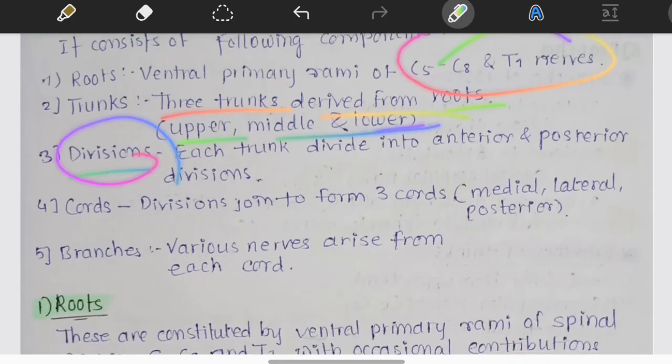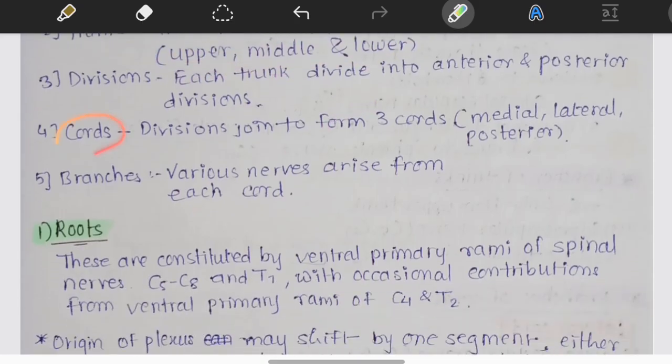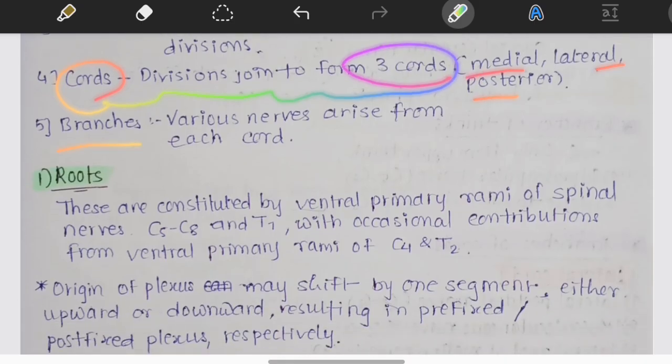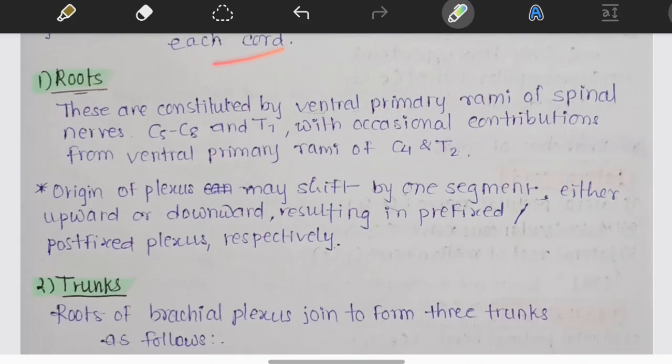Next, the divisions. Each trunk divides into anterior and posterior divisions. These 3 trunks each divide into anterior and posterior divisions. Next, the cords. Divisions join to form 3 cords: medial, lateral and posterior. And branches: various nerves arise from each cord, like the radial nerve, musculocutaneous nerve, ulnar nerve, etc.